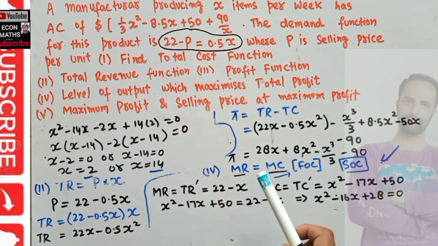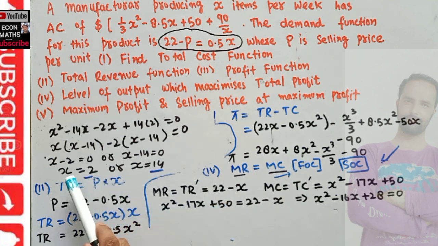Okay, so first order condition was to equate marginal revenue with marginal cost. When we equated marginal revenue with marginal cost, we got the value of output. Actually we got two values for the output, that is x is equal to 2 and x is equal to 14. But to be sure which of these maximizes our profit, we need to check the second order condition. Second order condition tells us the slope of the marginal cost function at critical points should be positive.